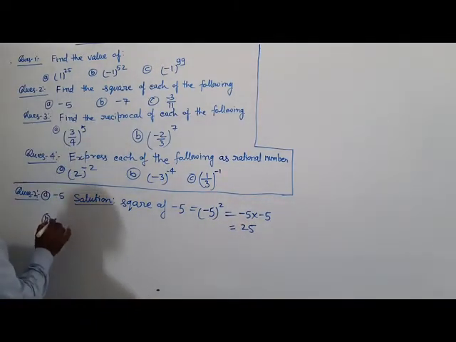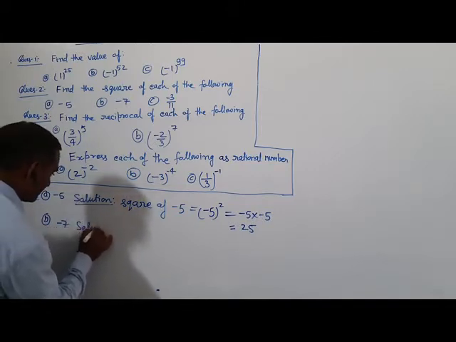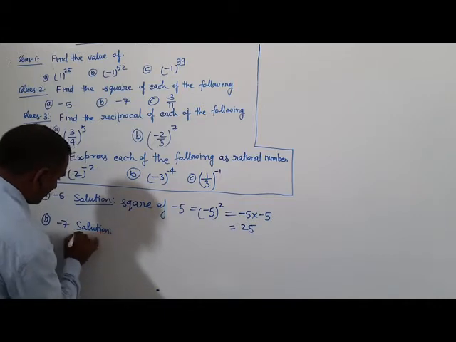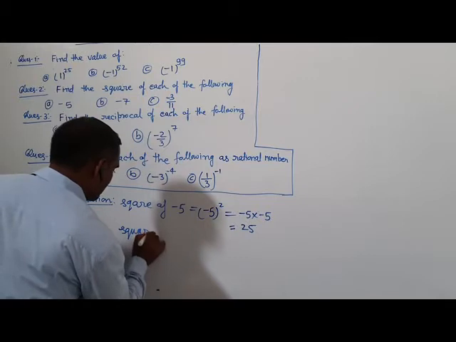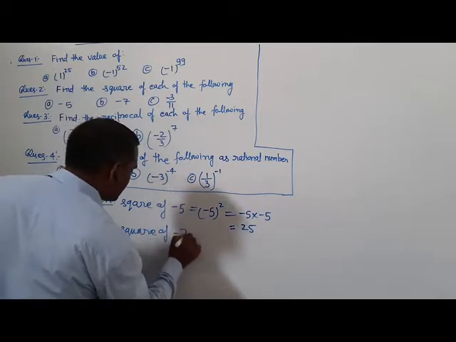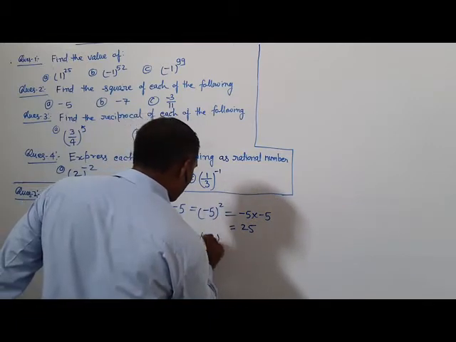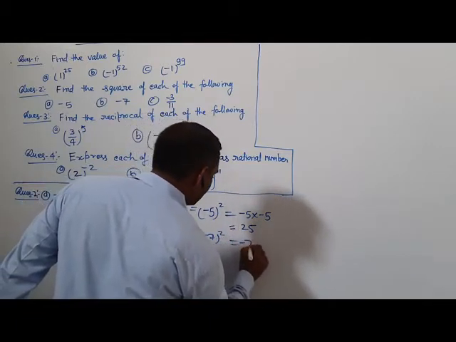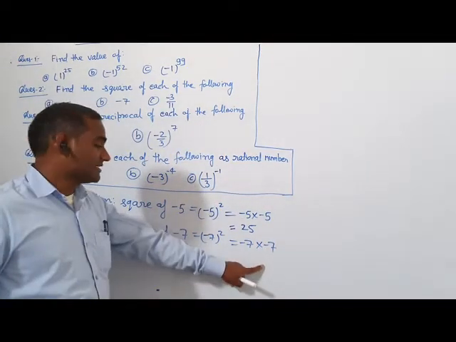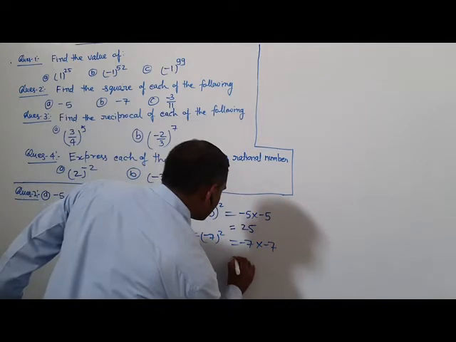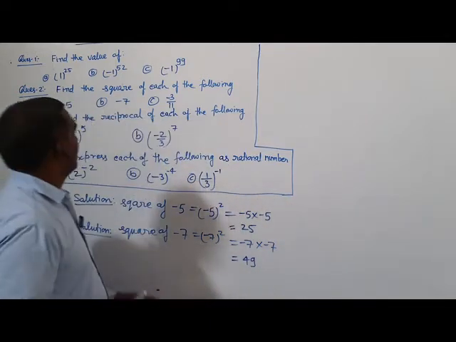B is minus 7. Solution. Square of minus 7 is equal to minus 7 raised to power 2, which is equal to minus 7 into minus 7. Here the number of negative signs is even, so the sign of the product will be positive. 7 7 is 49. Option C.